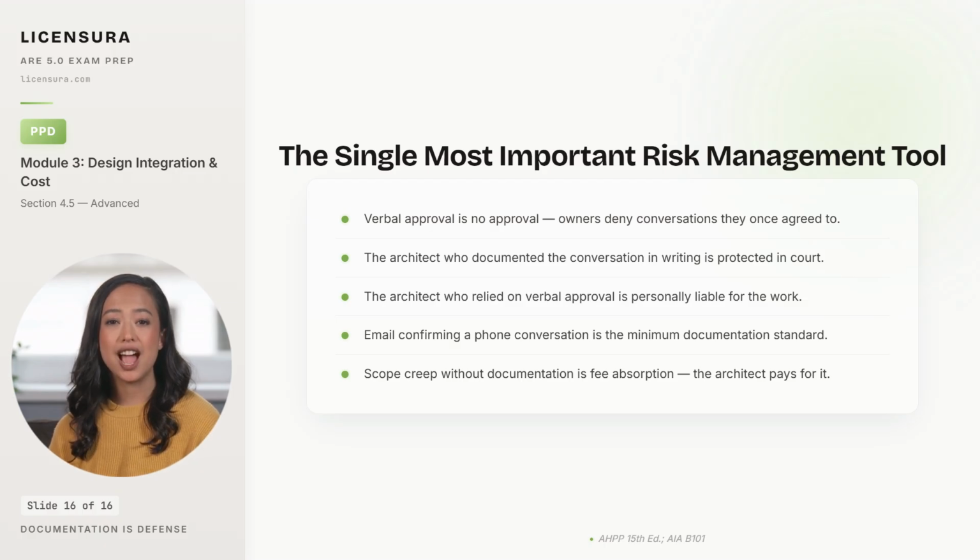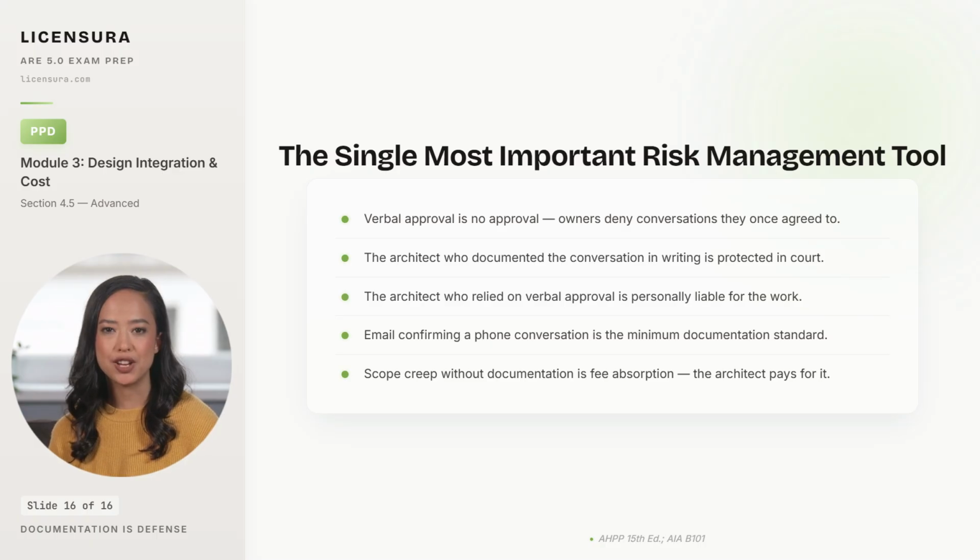The architect who relied on verbal approval is personally liable for the work performed without written authorization, and the lawsuit that follows traces back to whether the architect had paper to back up the claim. An email confirming a phone conversation is the minimum documentation standard. Send the email within 24 hours of the conversation, summarize what was decided, and ask the owner to confirm or correct. If the owner does not respond, that is also documented, and the silence becomes part of the record.